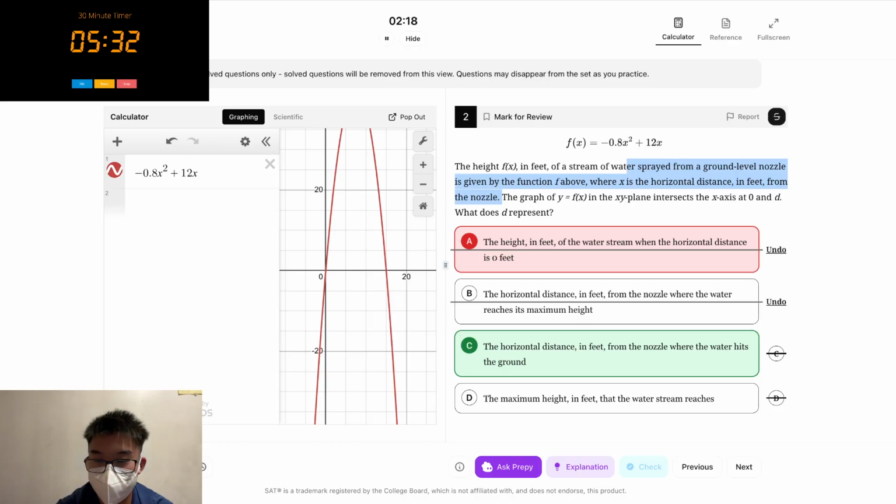Okay, let's read what this says. It's sprayed from ground level, and it's given by the function f above, where x is the horizontal distance in feet, and also the height in feet of the water stream where the horizontal distance is 0. Okay, I think this is what trips people up. The horizontal distance is 0. Yeah, it tripped me up.